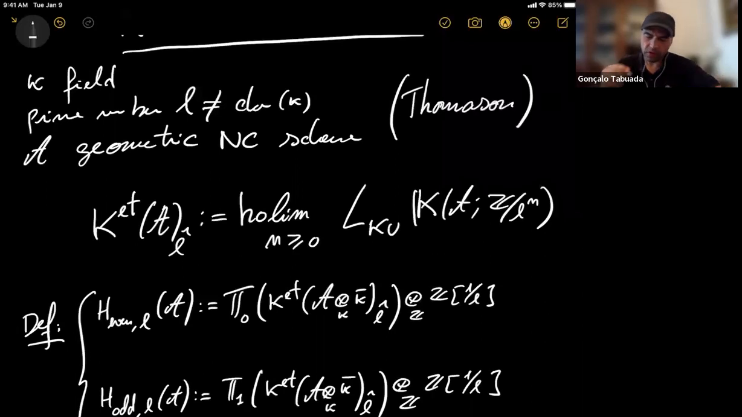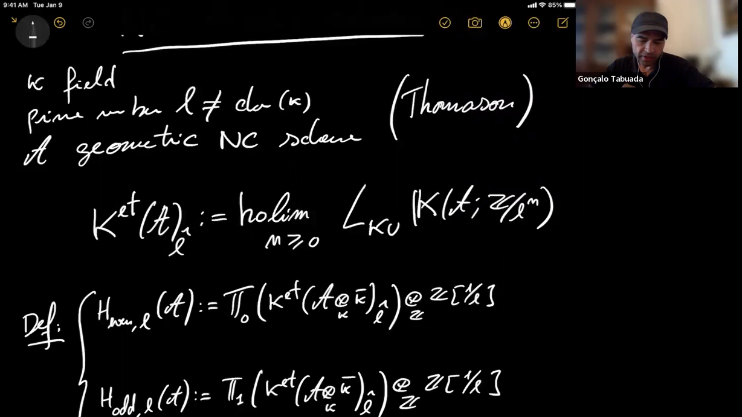So Thomason showed that you can define this ℓ-adic étale K-theory, and then you can relate this ℓ-adic étale K-theory with ℓ-adic étale cohomology. So there is a relation, there is a spectral sequence, and if you are working rationally, that spectral sequence degenerates. So that's really what I'm using.